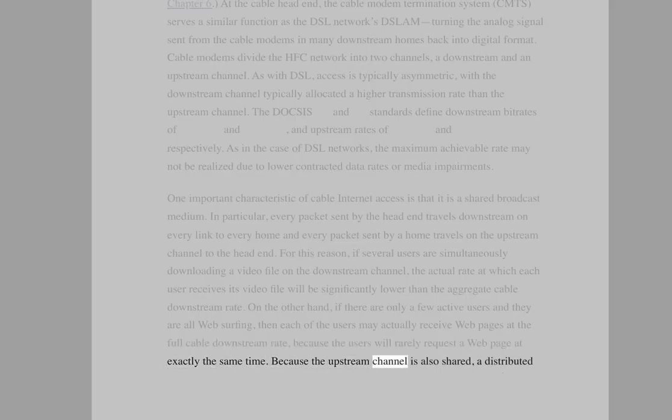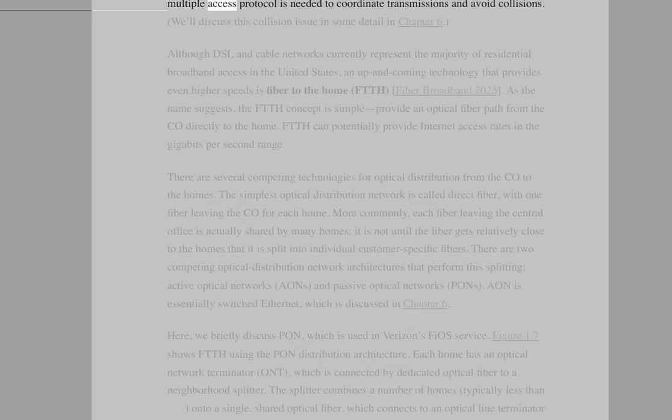Because the upstream channel is also shared, a distributed multiple access protocol is needed to coordinate transmissions and avoid collisions. We'll discuss this collision issue in some detail in Chapter 6.